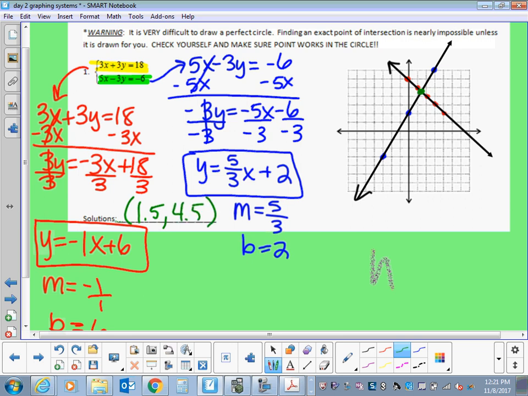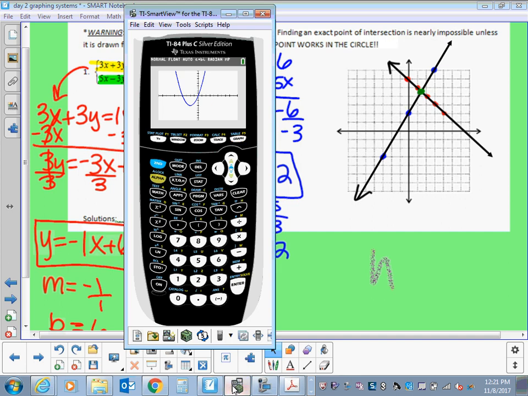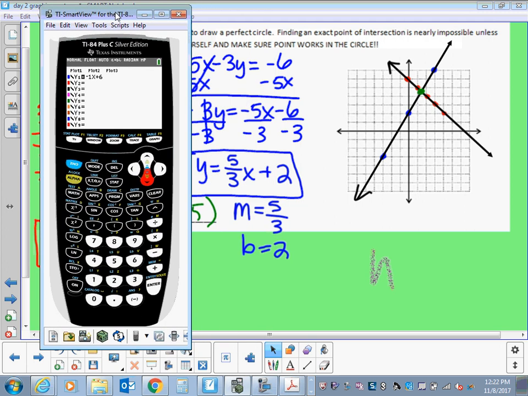This will be a great one to do in the calculator, honestly. It says 1.5. Did you use the intersect? Yeah. So you did negative 1x plus 6 in one line. The other line was 5/3 x plus 2. Make sure it looks the same.